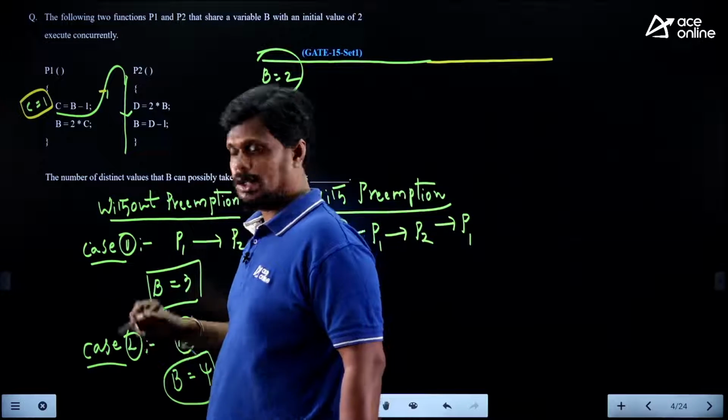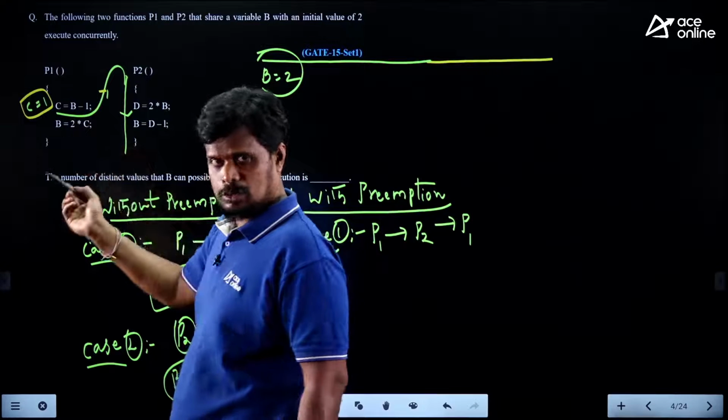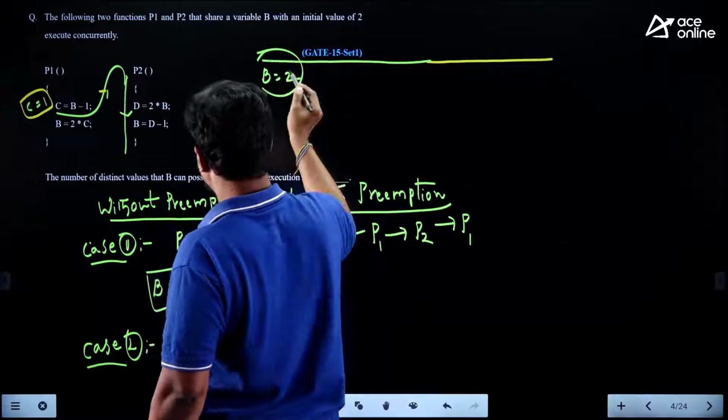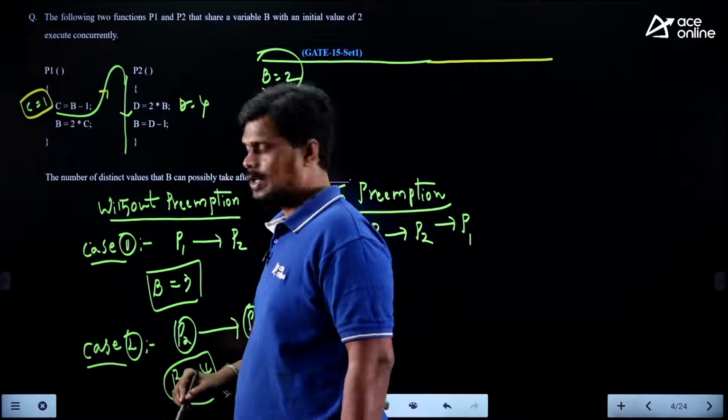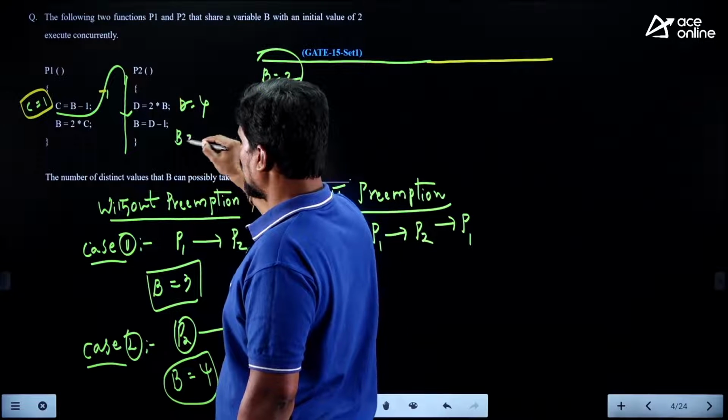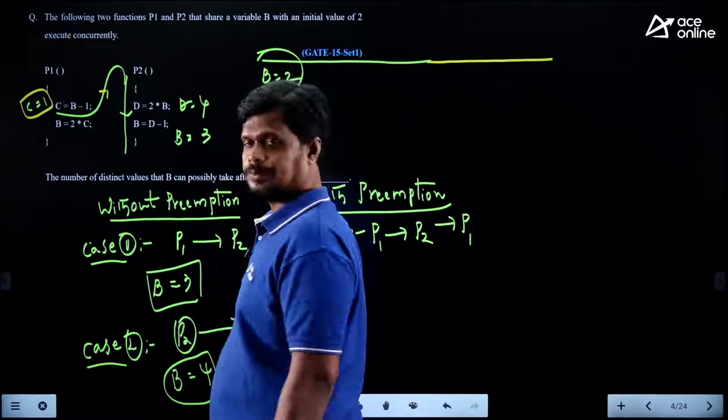What is the B value? Is it changed here? No. So the initial value of B is equal to 2, used only by this P2, where D is equal to 4. Then this is executing, and the B value is 3 now.